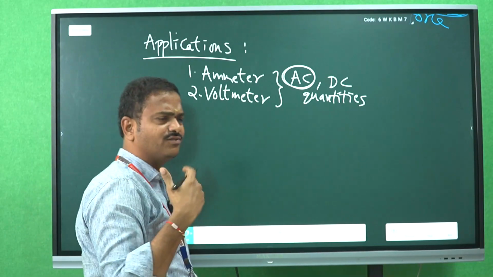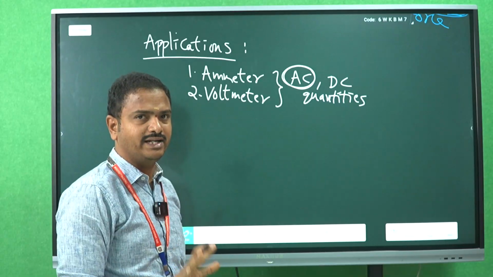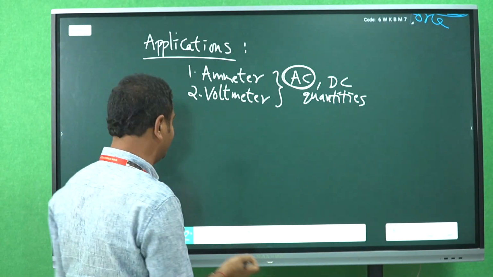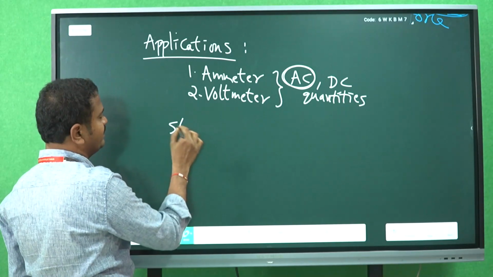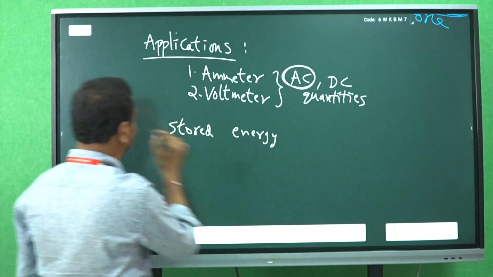Whenever current flows through the fixed coil, a magnetic field is produced inside the chamber, right? That means the inductance values are variable, increasing. So the stored energy will be changing.